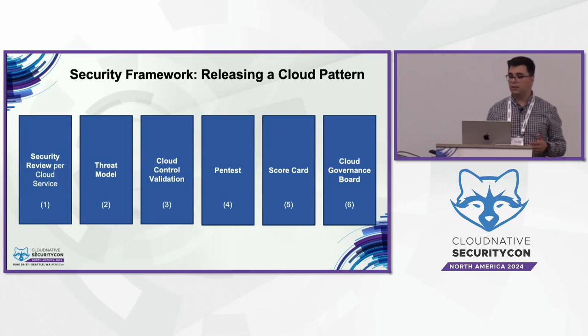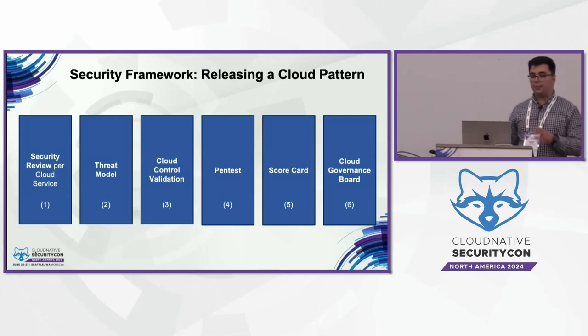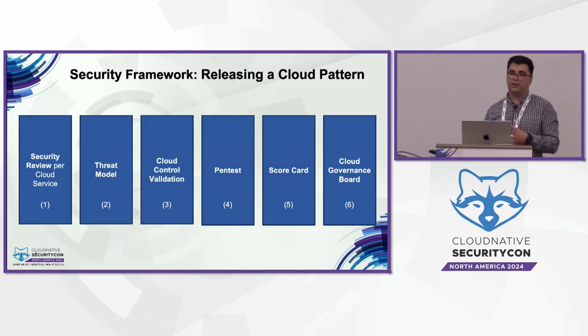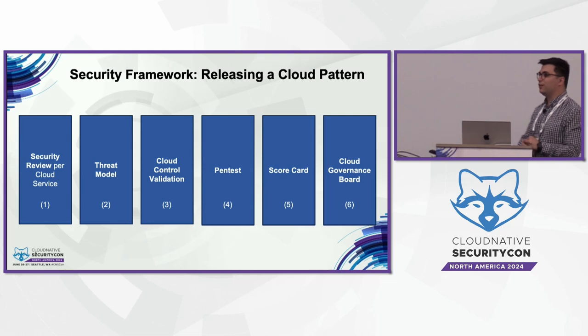If I come back to my framework here, perfect. The security review, the threat model, the cloud control validation, the result of the pen test, all of these findings will help to define a risk score. And this risk score should be in collaboration and in adequation, maybe, with the risk appetite of the organization. Yeah, you're welcome. Any other additional question?